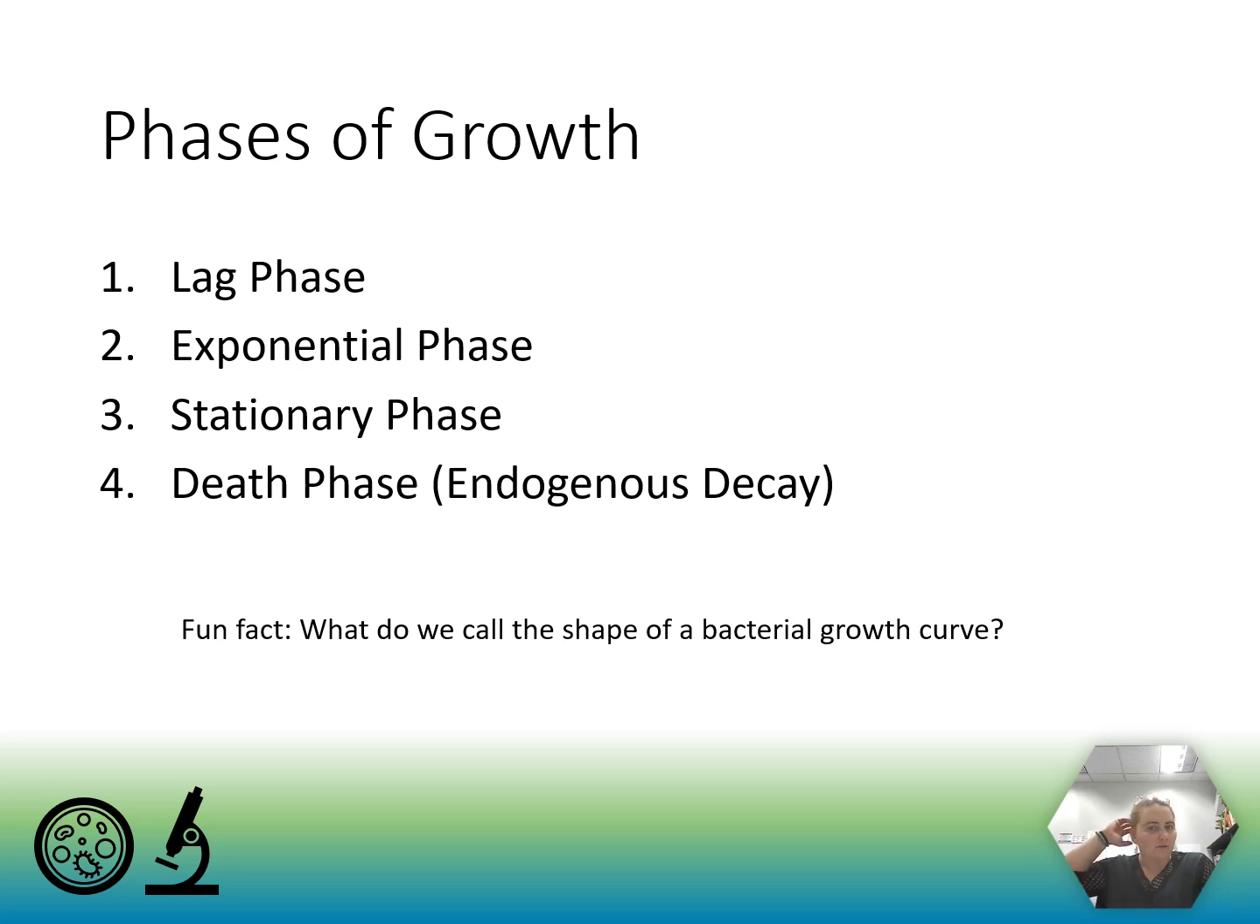So there are four phases of bacterial growth. There's the lag phase, the exponential phase, the stationary phase, and the death phase. And sometimes death phase is called endogenous decay, depending on the textbook or the manual that you use for design. And a little fun fact question on the bottom, what do we call the shape of a bacterial growth curve? This is a sigmoidal curve when we do bacteria curves, because it looks like an S, sigma.